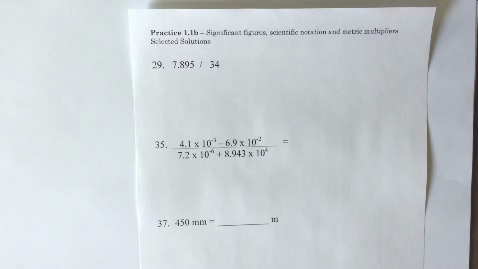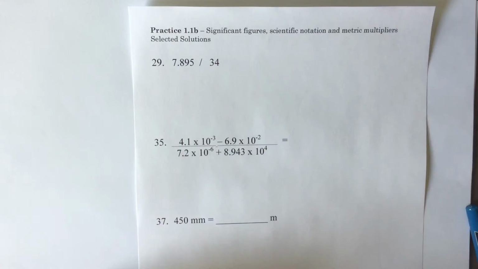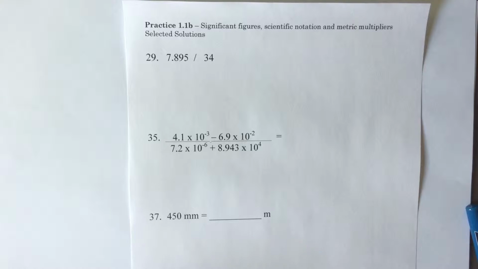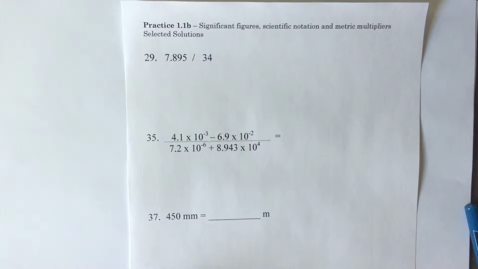The first problem I'd like to go over is problem number 29, which says 7.895 divided by 34. This is a significant figures problem. And so in order to solve it, we need to determine, of all the numbers going into our solution, what is the number with the least number of significant figures? So we need to figure out, 7.895 and 34, how many significant figures do they have?